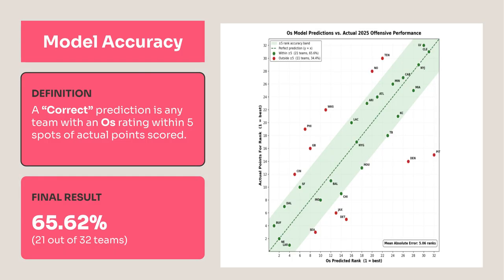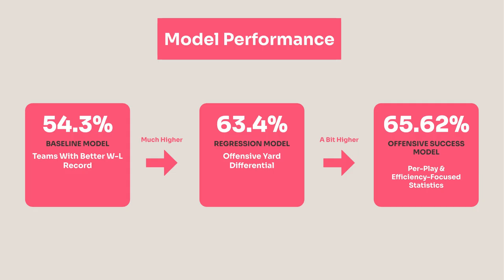Doing this for all 32 teams gives us this graph. Any team within the green band was within 5 spots of their points scored ranking according to their offensive success, which I consider a correct prediction. Using the graph, we can see that the model correctly predicted offensive performance for 21 of 32 teams, a rate of 65.62%. This was slightly higher than the yard differential model discussed earlier, and much higher than the 54.3% achieved by simply selecting the team with the better win-loss record.